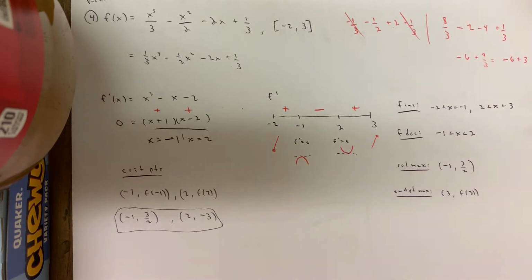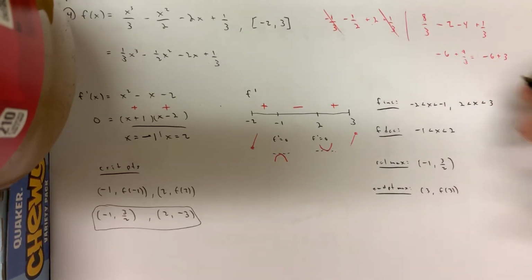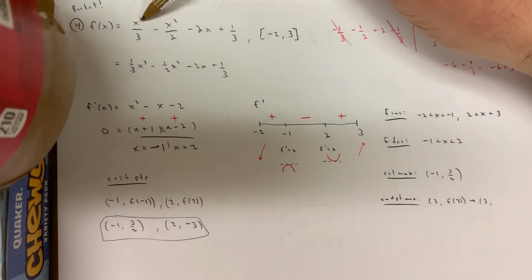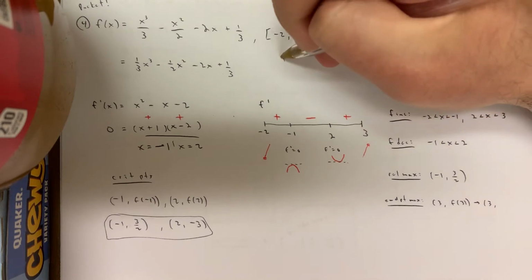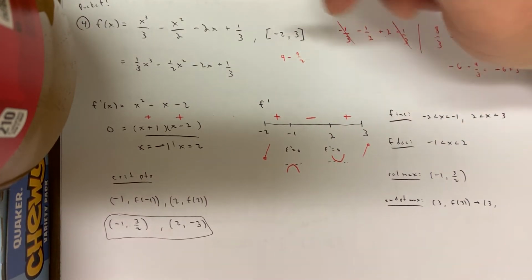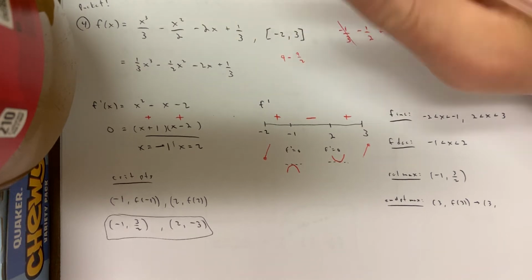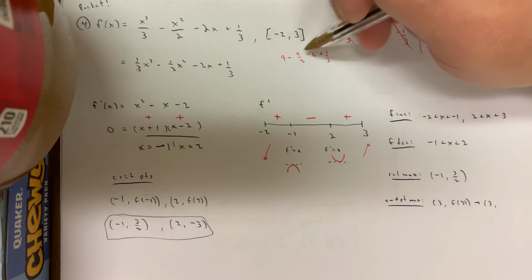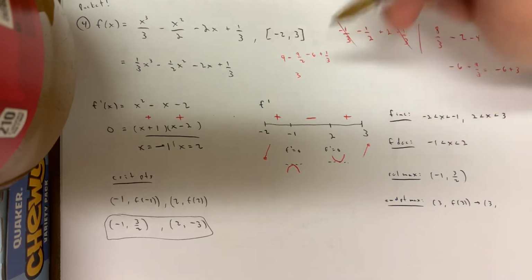It's an endpoint, any type of point. Always plug into the original. So 3, f of 3. So f of 3, plugging a 3 into this thing right here. So 3 cubed is 27, divided by 3 is 9. Minus 3 squared over 2, which is 9 over 2. And -2 times 3 is -6. Plus 1/3. It's definitely annoying here. 9 and a -6, put them together, +3.